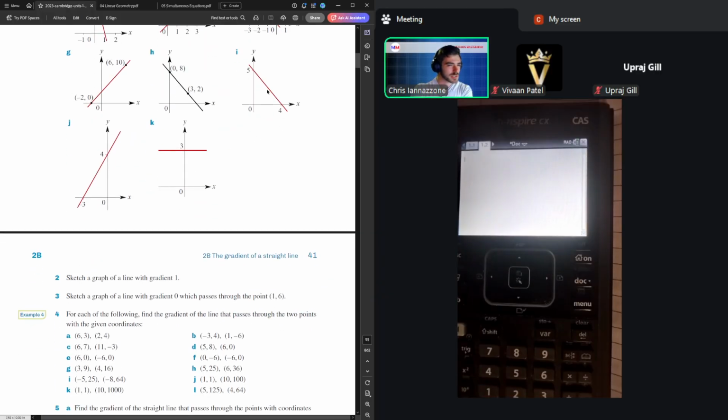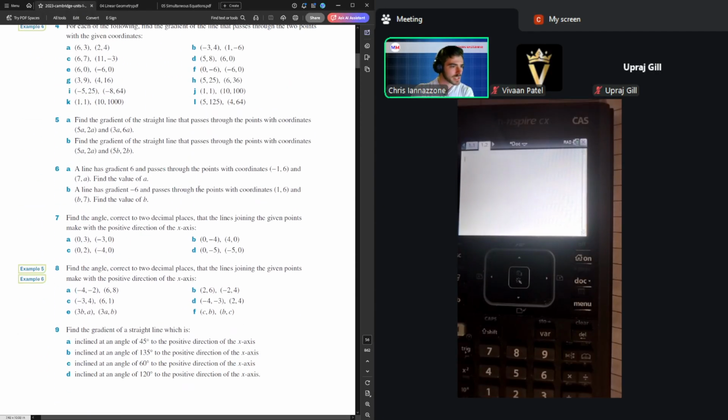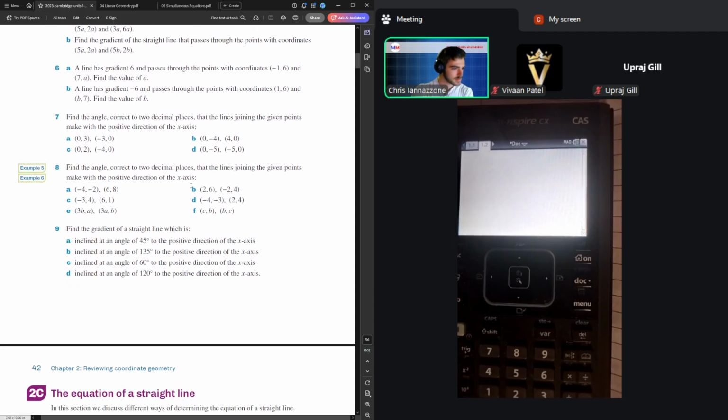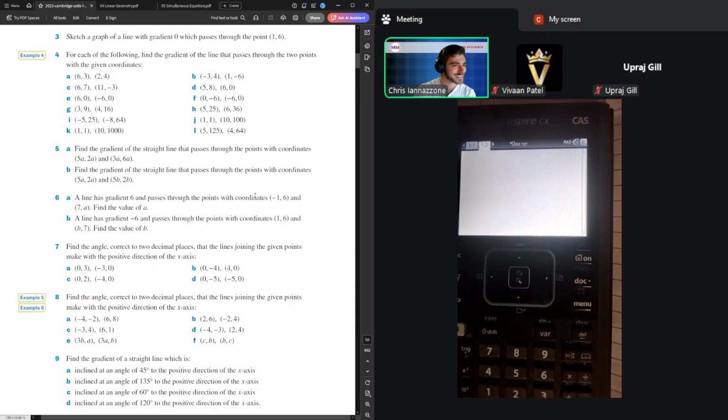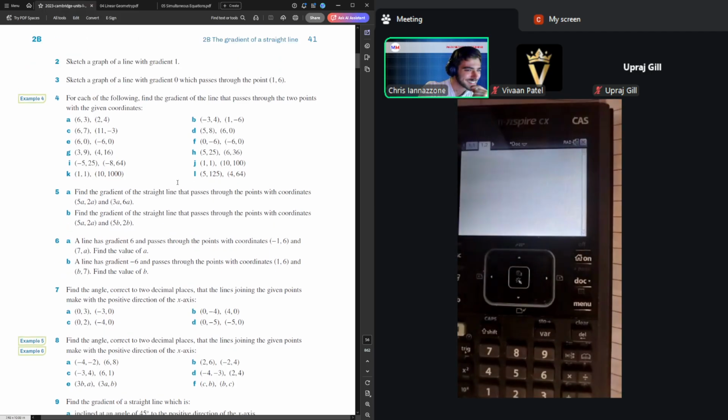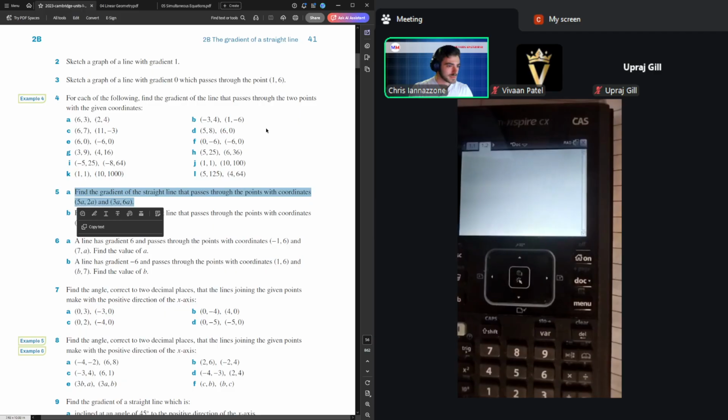I think we're probably all fine with calculating basic gradients. Maybe we'll just touch on that angle stuff, which actually is going to be tough if you don't have your CAS. Never mind, maybe we'll leave that then. Let's go with the harder version of the gradient stuff. See if we can handle that. So it's gradient between 2 points, but the points are in terms of letters instead of numbers. Question 5a.